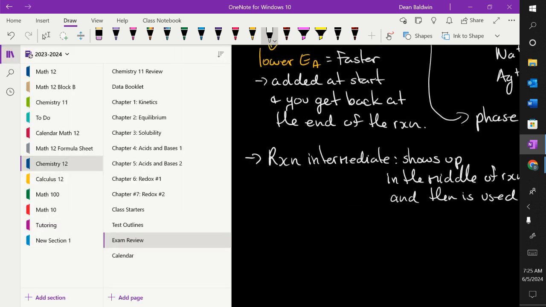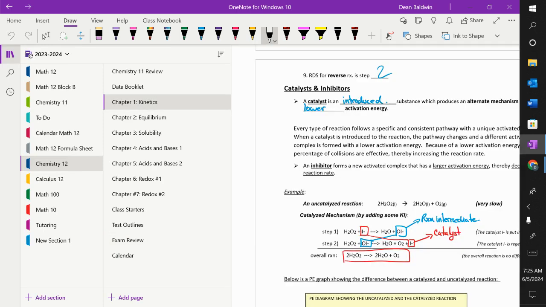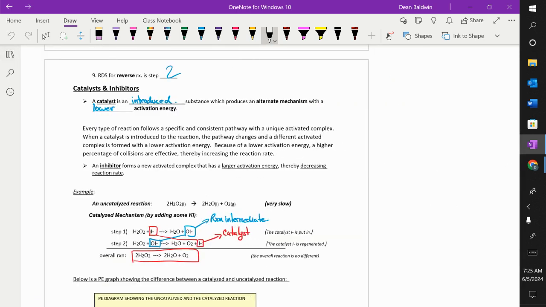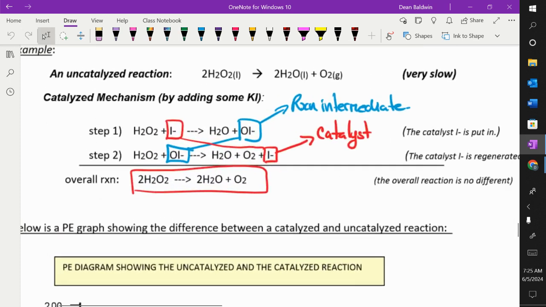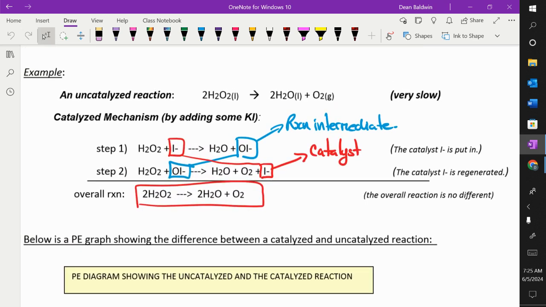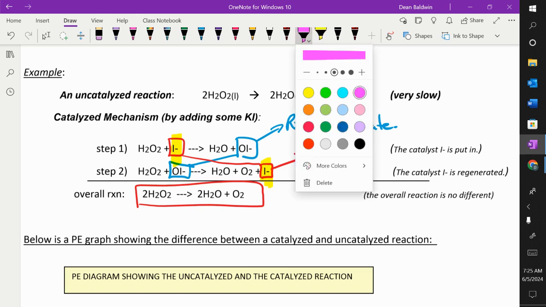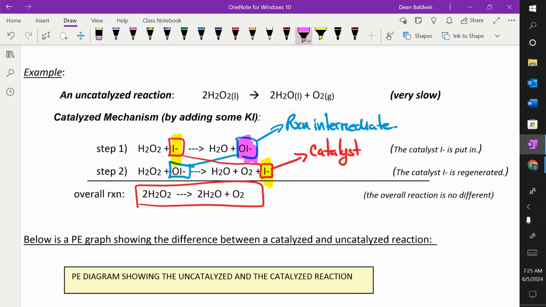And just so you can see that, if you look here in this reaction here, these are from your notes. The I minus is added at the beginning, and then it disappears, gets used, and then right at the end pops back out. Whereas the OI minus is not part of the reaction at the beginning, shows up in the second after the first step, and then gets consumed again in the third step or the second step and disappears. All right, so that's a reaction intermediate, whereas a catalyst you add and then you get back.